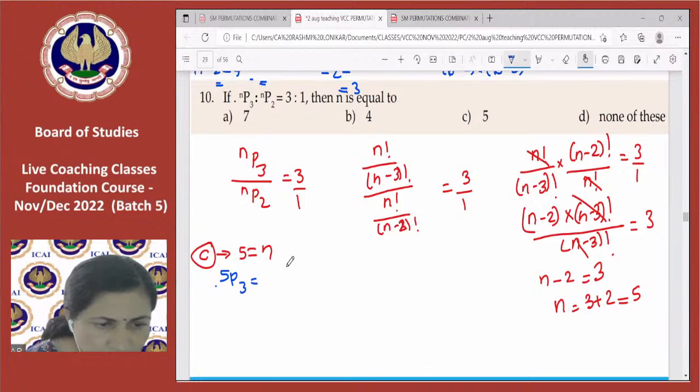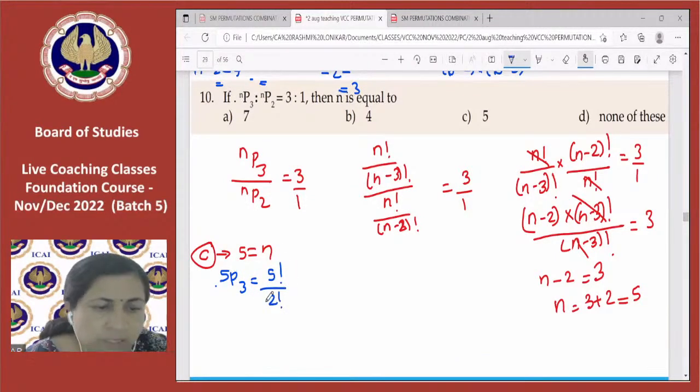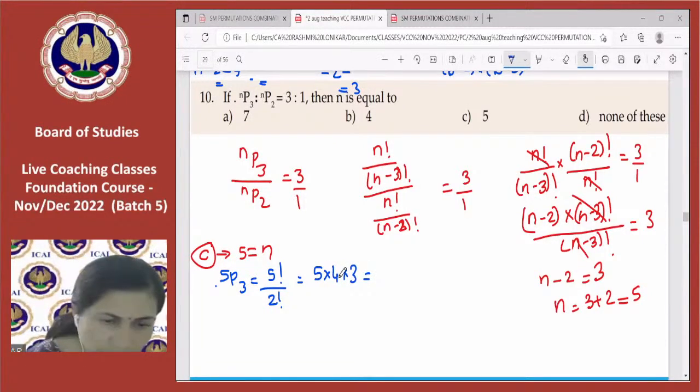5P3 is equal to 5 factorial upon 2 factorial. 5 minus 3 is 2 factorial, which is equal to 5 into 4 into 3, which is equal to 5 4s are 20, 20 3s are 60.